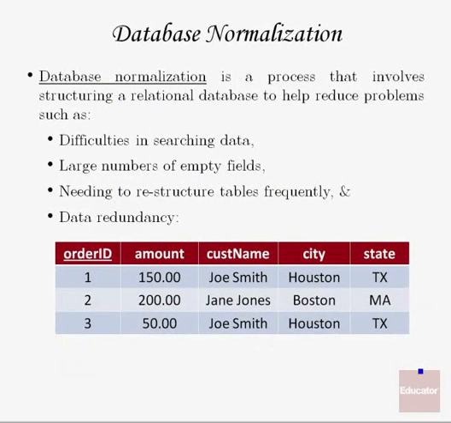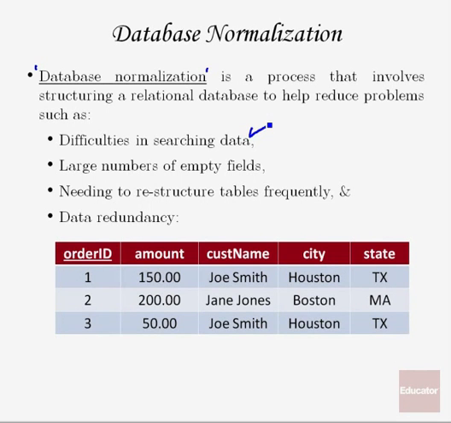So that's going to bring us to the concept known as database normalization. And basically that's a process, sort of an iterative process in a way, that you go through to structure your relational database to help reduce a number of these problems we've been talking about. We talked about the difficulty with searching data.